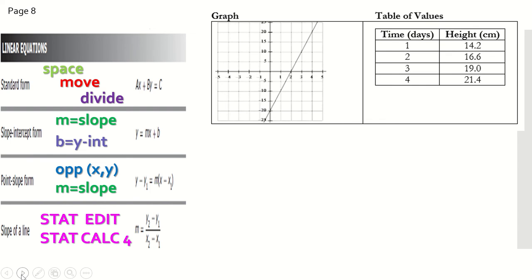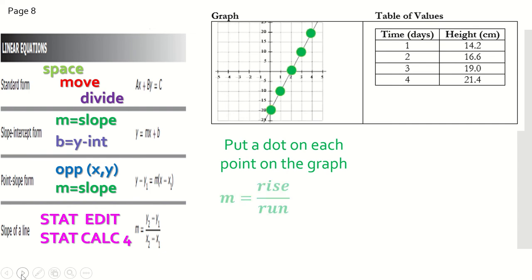So we should be able to find slope from a graph and from a table. On a graph, we put a dot on each point, all the nice points. Once we have put the points on there, we think rise over run. On this graph, you have to look carefully at your y-axis and your x-axis and see what they're counting by. On my y's, they're counting by 5, so I would say up 10 and then 1 unit to the right. So my slope would be positive 10.